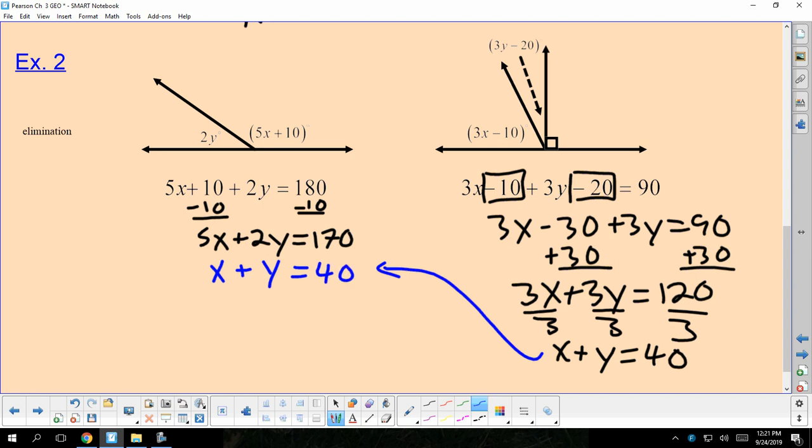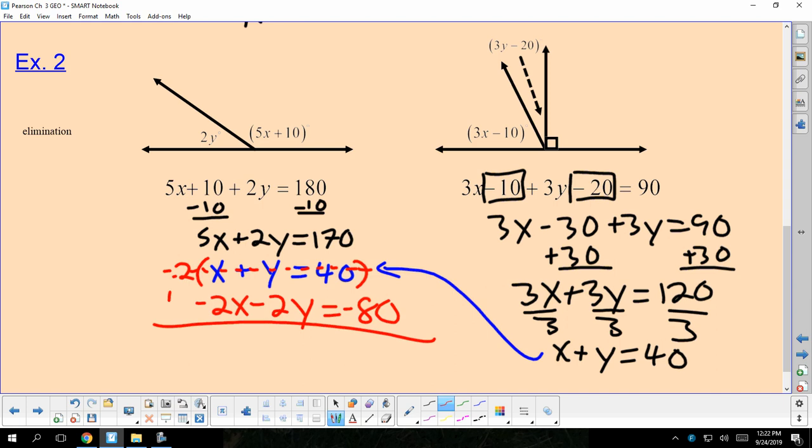What should I multiply that bottom one by to get an opposite? 2? How about negative 2? Right, because we want opposites with this positive 2 up there. If I multiply that by negative 2, it's negative 2x minus 2y equals negative 80. I'm going to put a little line through that just to know that I've taken care of that. And I'm going to add straight down this top guy and that bottom guy.